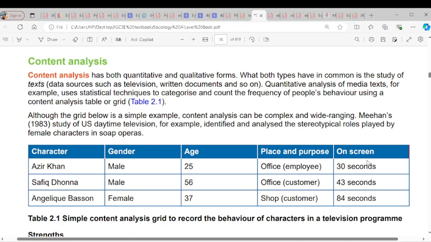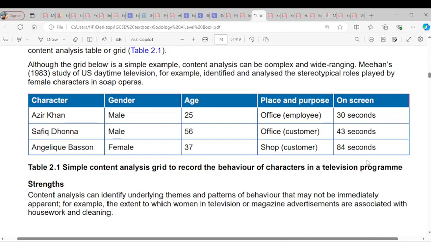So that's what they said, data sources such as television, written documents, and so on. Quantitative analysis of media text, for example, uses statistical techniques to categorize and count the frequency of people's behavior using a content analysis table or grid. So here we have a table. We have character, the gender, the age, the place and purpose on screen. So these are different people's identity, which can be based on their gender, their character, their age, and who they are. Do you understand? So these are what content analysis we talk about.